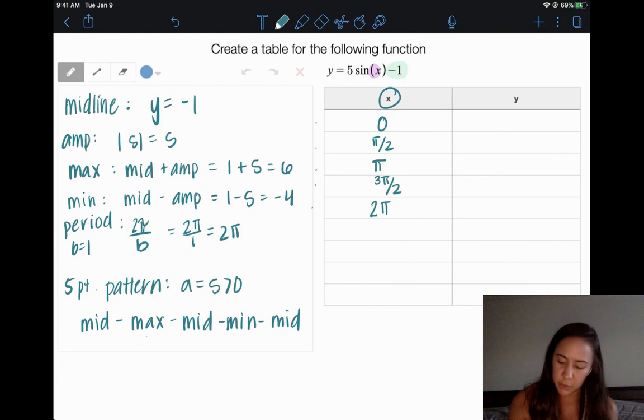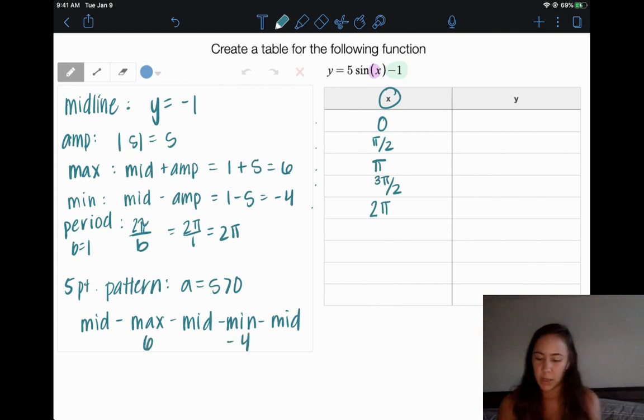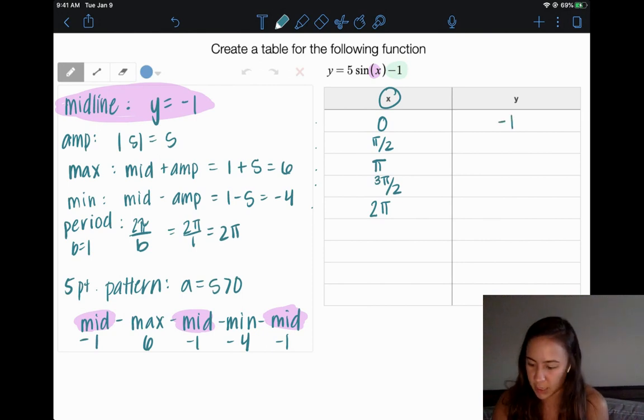So remember, your max was 6, and your min was -4. Your midline, this is where it gets a little tricky. You said y is equal to -1. So that's going to be your midline here, and here, and here. So that's your midline values. So that's going to be -1, -1, and -1. So put that into your y value column. So midline is -1, then to our max is 6, -1, -4, back up to -1.